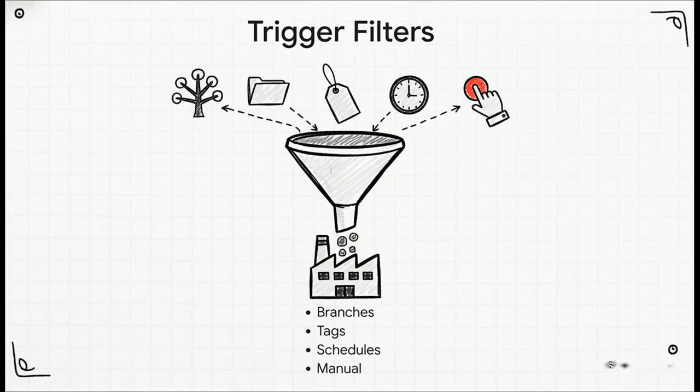Well, the answer here is trigger filters. You can precisely control when the factory spins up. You can include or exclude specific branches, or even narrow it down to specific paths. For instance, you could set it to only trigger when someone actually modifies the /webapp folder. You can also trigger off git tags or use cron expressions for schedules.